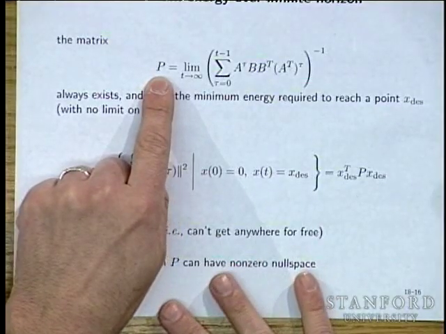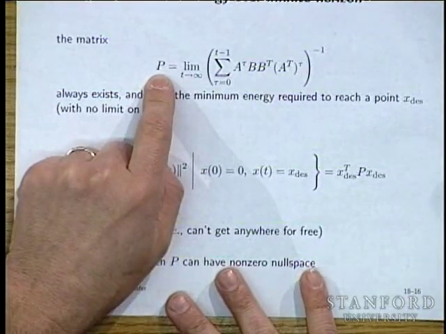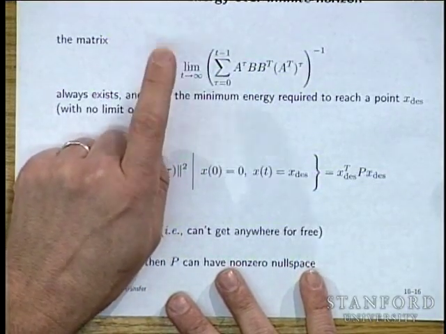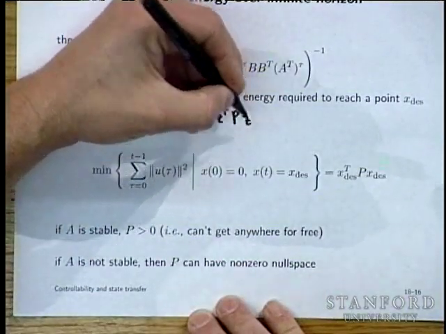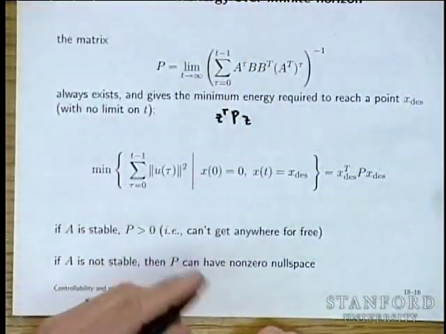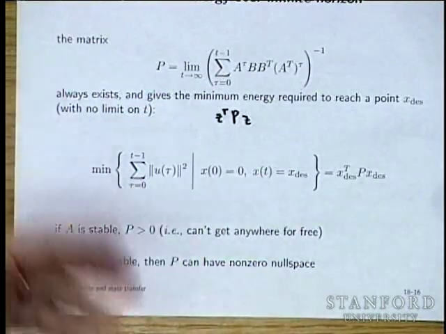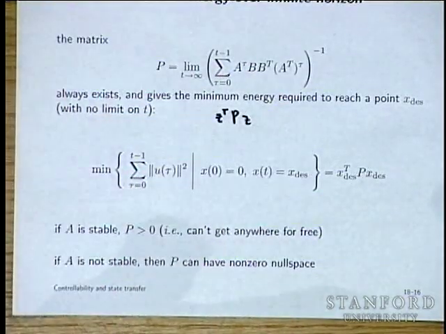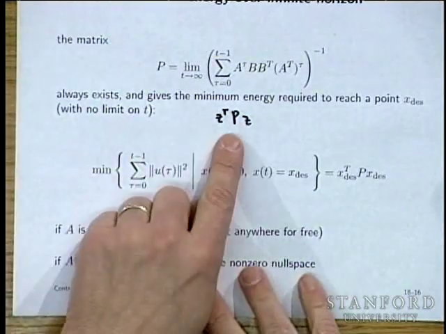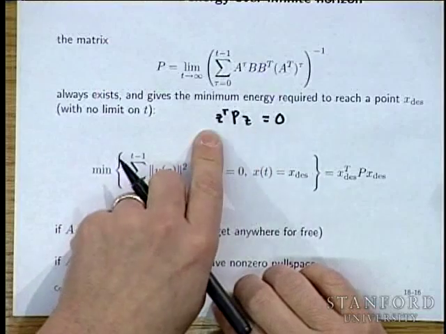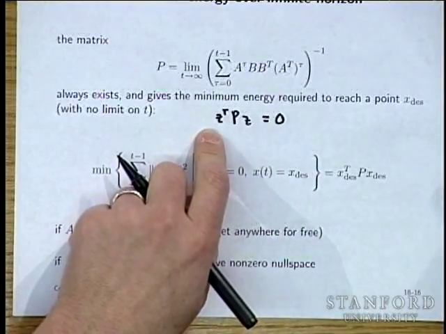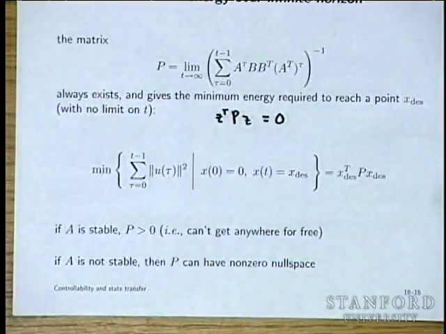By the way, if P is 0, it does not mean you can hit any point with 0 energy. The only point you can hit with 0 energy is the 0 state. So when you interpret z transpose P z, you'd say that's the energy required to hit it with infinite leisure. It's really a limit. When this is 0, it basically says that you can hit that point, not with 0 energy, but with arbitrarily small energy by taking a longer and longer time interval. That's what it really means.